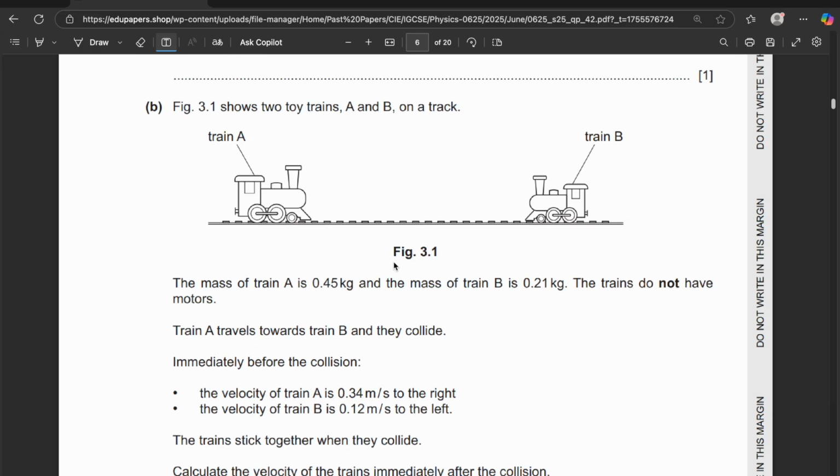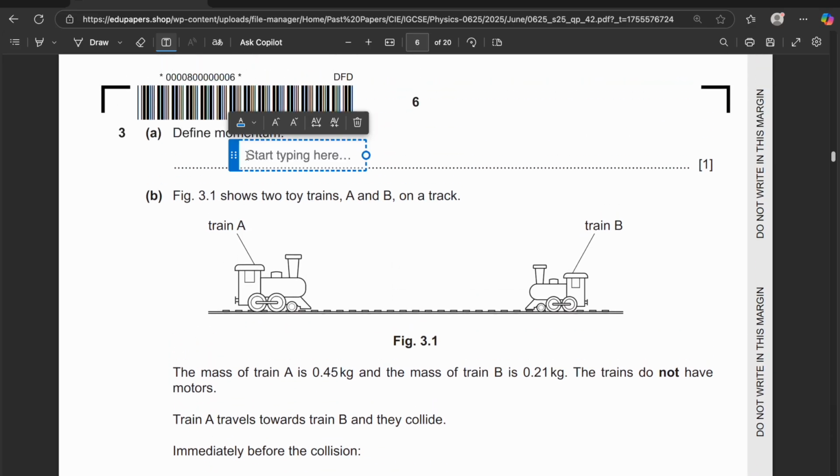So 3a, define momentum. Momentum is the product of mass and velocity.